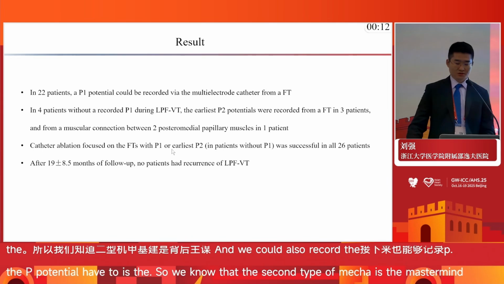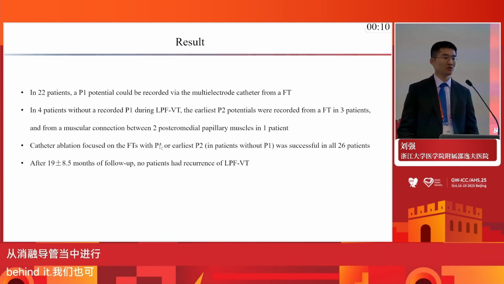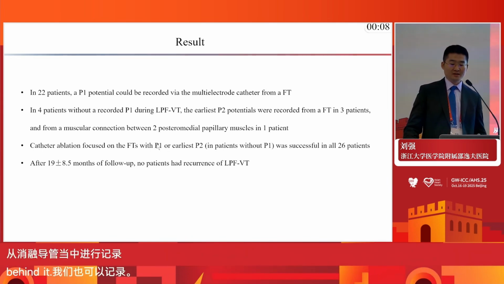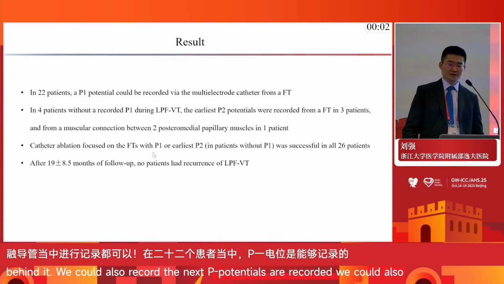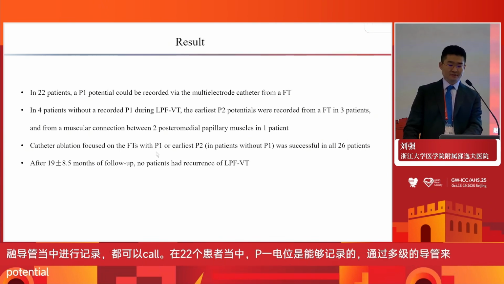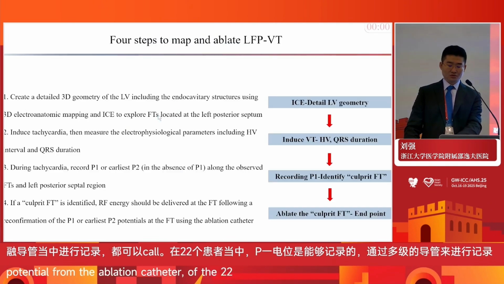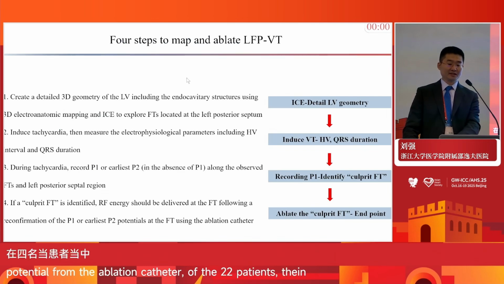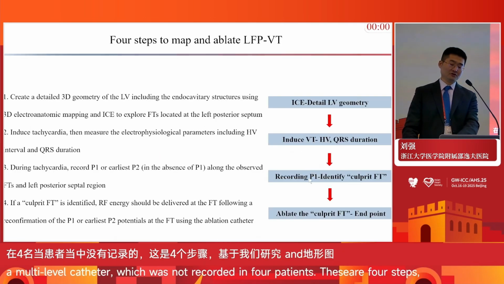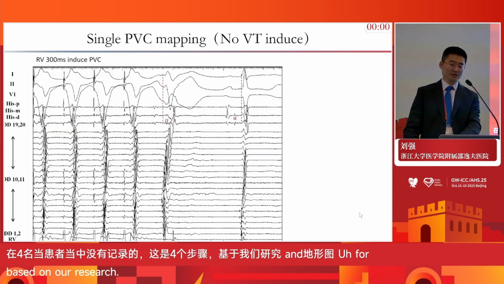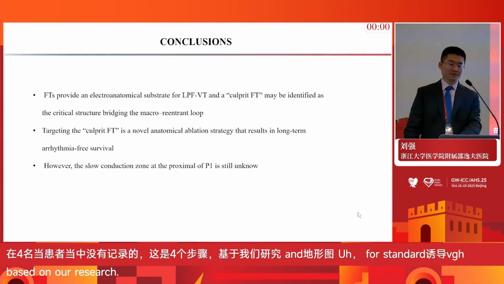So this is the result. Most of the patients could record P1 potential from the false tendon, and just focusing on the culprit false tendon could kill the tachycardia simply. These are the four steps based on our study: make the geometry, induce the tachycardia, focus on the culprit false tendon, and ablate at that point. Thank you very much.